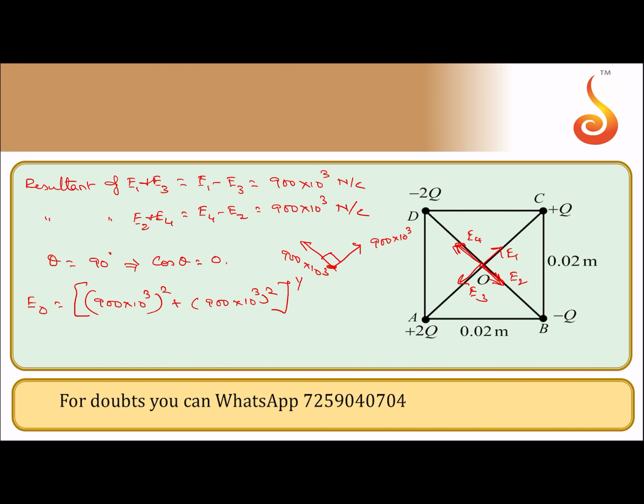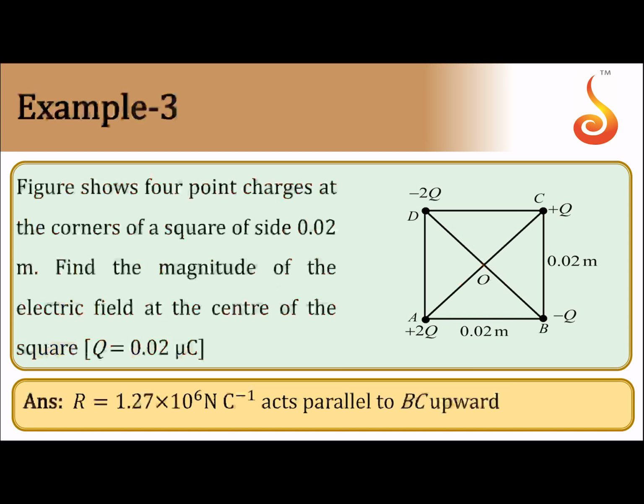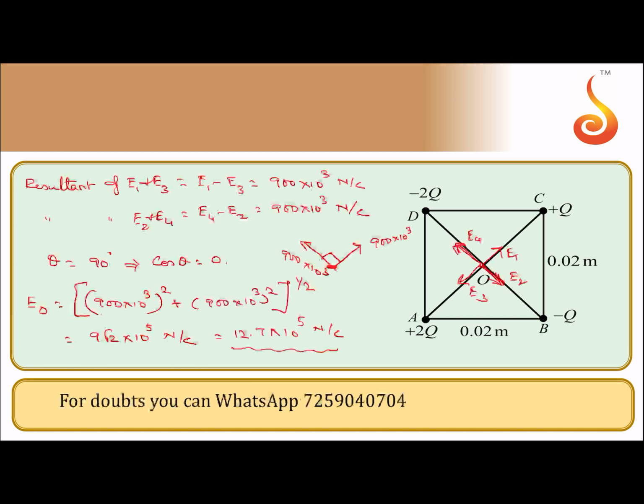which became 0, whole to the power half, which is nothing but 9 root 2 into 10 to the power 5 Newton per Coulomb, and 9 into 1.41, which is approximately 12.7 into 10 power 5 Newton per Coulomb. That would be your answer. Let me just check if my answer is correct. Yep, 1.27 10 power 6 or 12.7 10 power 5.